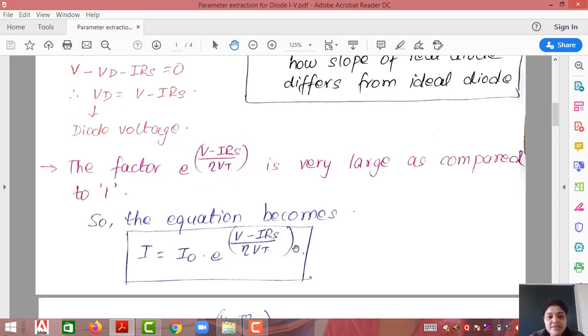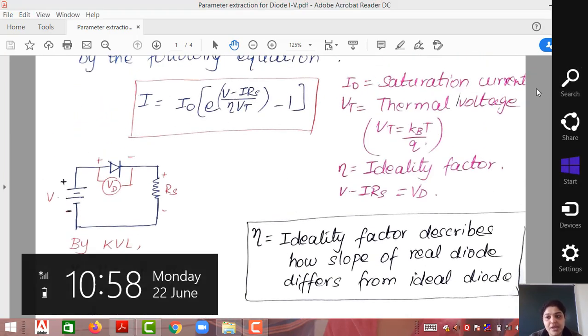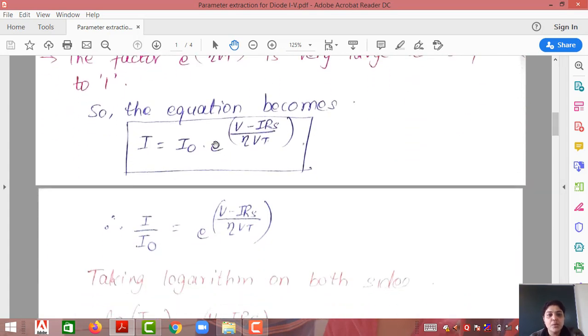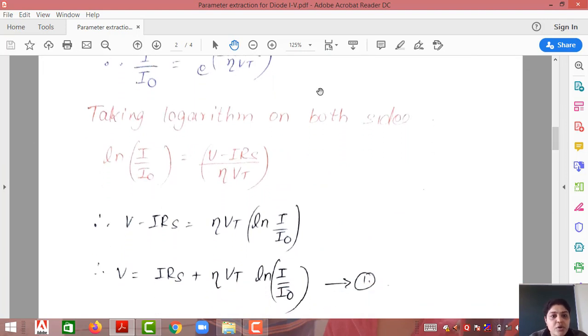So what we do is we just ignore the term minus 1 in the above equation. Ignoring it, our equation becomes I equals I naught e raised to (V minus I Rs) upon eta Vt. So I upon I naught equals e raised to (V minus I Rs) upon eta Vt. Now I take the logarithm on both sides. So I get ln of I by I naught equals (V minus I Rs) upon eta Vt.